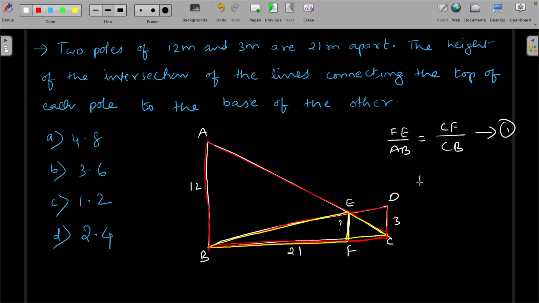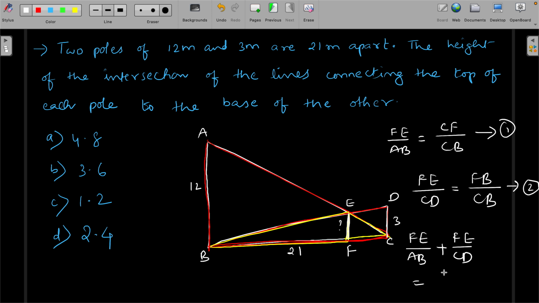Equation 2 is nothing but FE by CD is equal to FB by CB. The base of the smaller triangle is BF and the base of the larger triangle is BC. This is equation 2. Now let us add these two. FE by AB plus FE by CD is equal to CF by CB plus FB by CB.